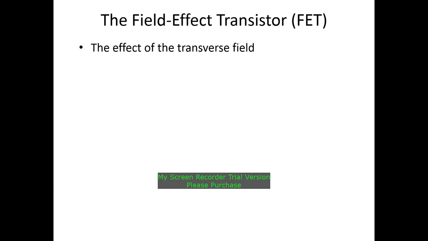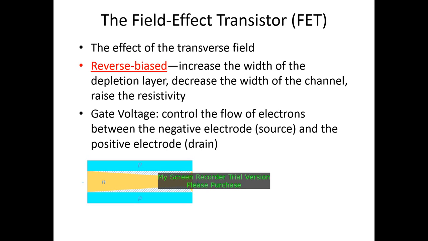And then let's see the effect of the transverse field. The gate voltage, the transverse field, is added to reverse bias the PN junction. The reverse bias will increase the width of the depletion layers and decrease the width of the conduction channel. The final result is that the resistivity is increased. Also, we can control the resistivity by adjusting the gate voltage.